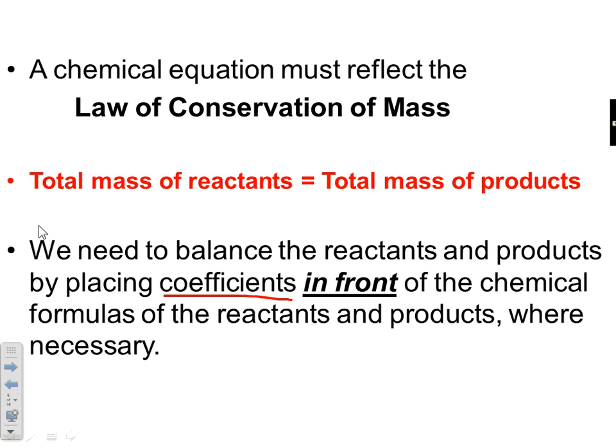Chemistry isn't magic, even though it seems pretty cool sometimes. You might think it's magic, but it isn't. So we must have the total mass of the stuff on the left be equal to the total mass of the stuff on the right. And the way we do that is we put the big numbers in front of the chemicals. The coefficients, that's what they're called, are those big numbers that we put in front of the chemicals.